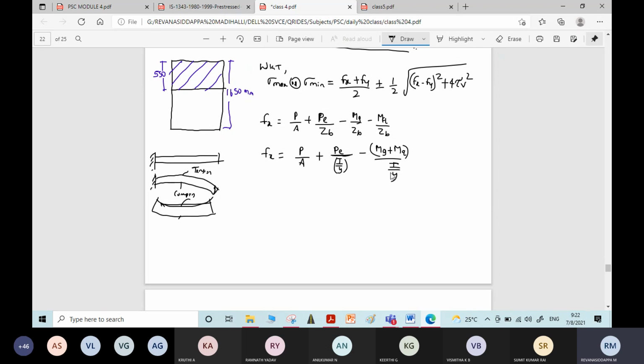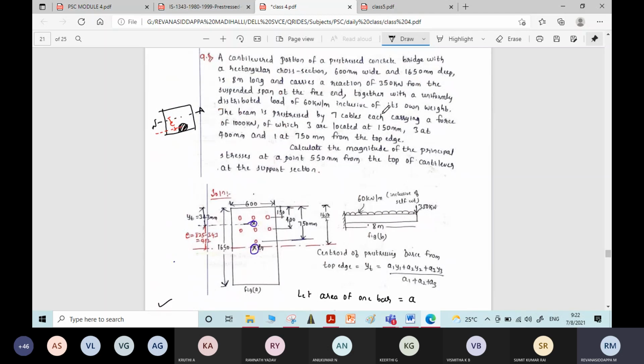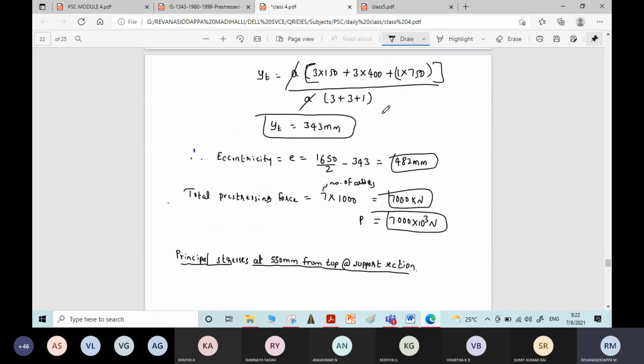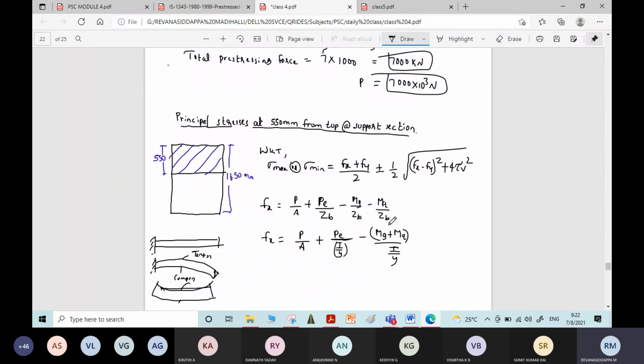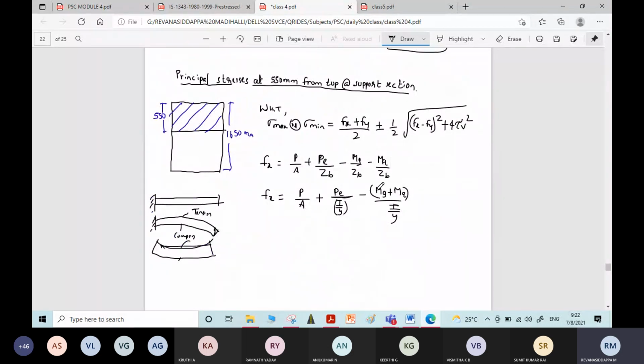Now whatever the live load given, it is inclusive of dead weight. That is why, if you find the moment due to that UDL, you will get the moment due to dead load plus live load inclusive. Inclusive of dead load only, you will get the moment. That is why I have merged these two equations, and for Z, I have written I by Y. Okay.